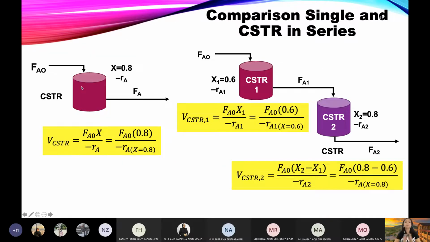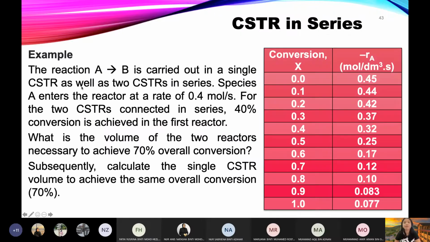Okay, alright. So for you to understand better, let me try a question together. Okay, so let me try this question. Katakan the reaction A produce B is carried out in a single CSTR and 2 CSTR in series. Okay, reaction yang sama kita jalankan dalam satu single reactor ataupun dua reactor in series. Both are CSTR. Species A enter the reactor at the rate of 0.4 mole per second.